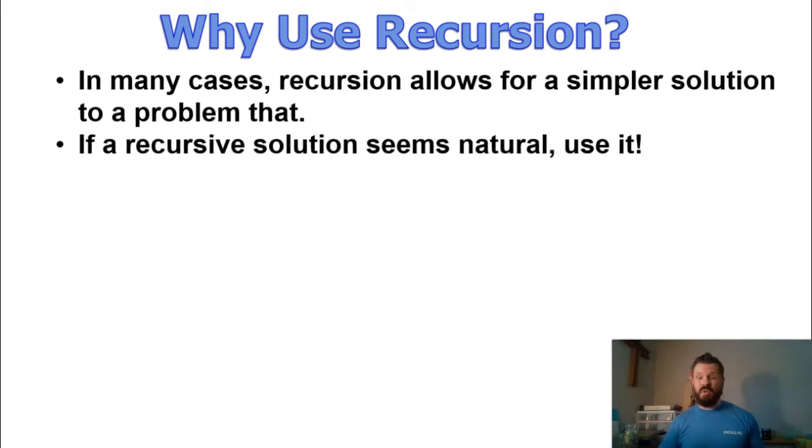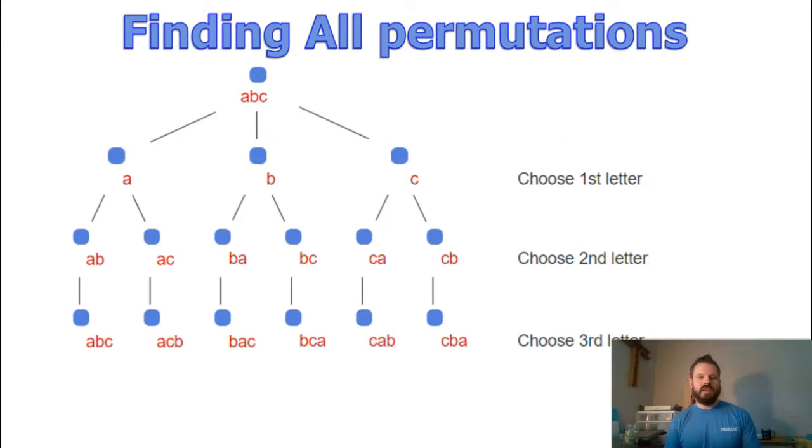As far as when to use recursion and when not to, if a recursive solution seems natural, use it. Otherwise, if the loop seems like it's going to be easier, use the loop. Again, you never have to use recursion unless we're telling you to write recursive methods like today. But hopefully I'm going to give you some examples where recursion feels natural. All right, so let's take a look at some examples where recursion makes sense.